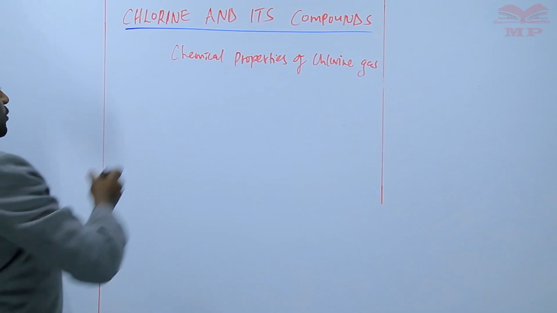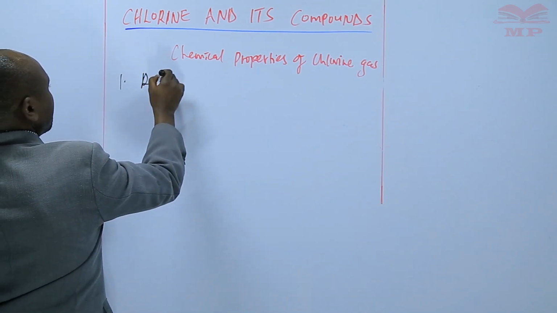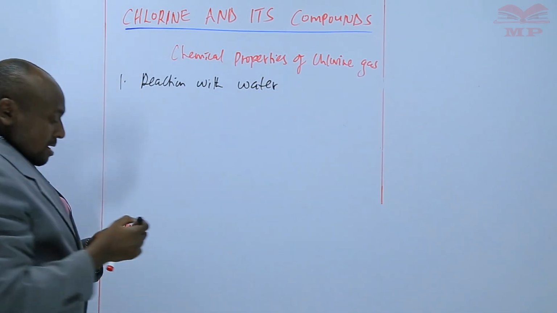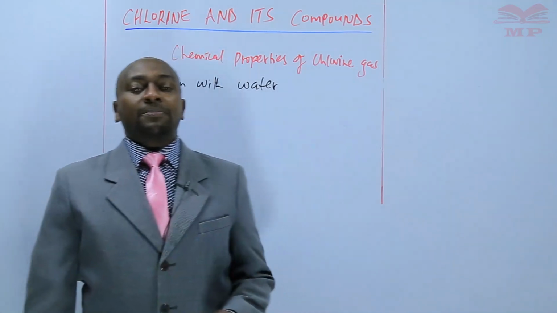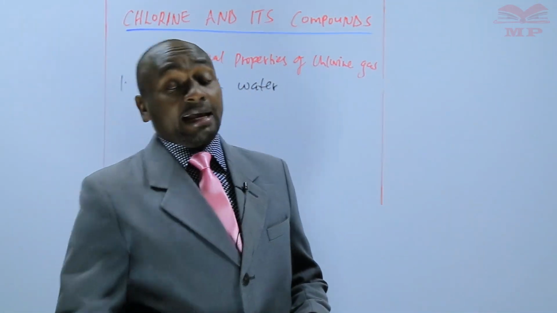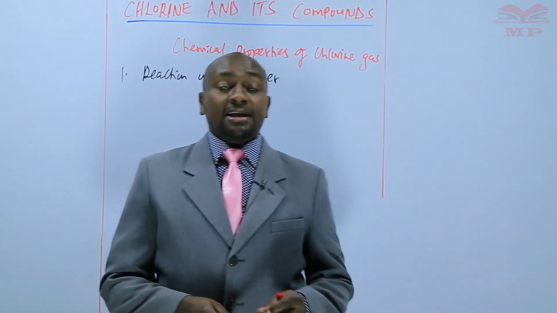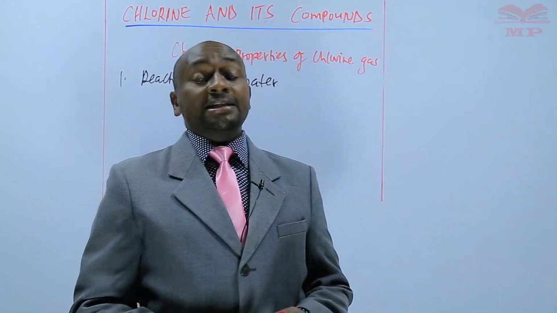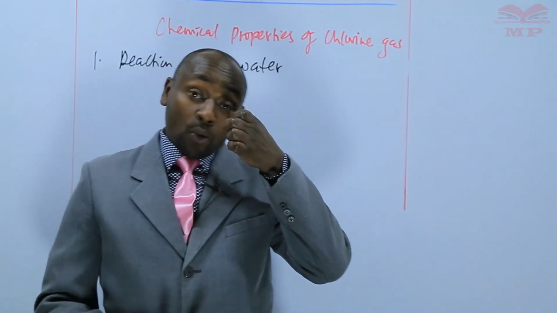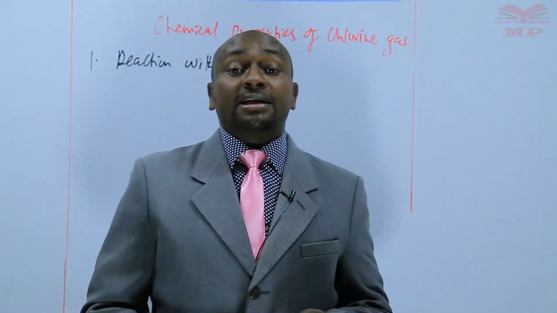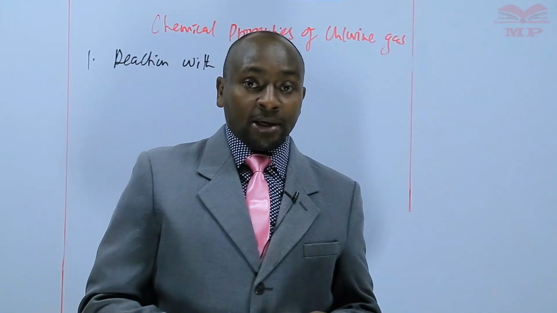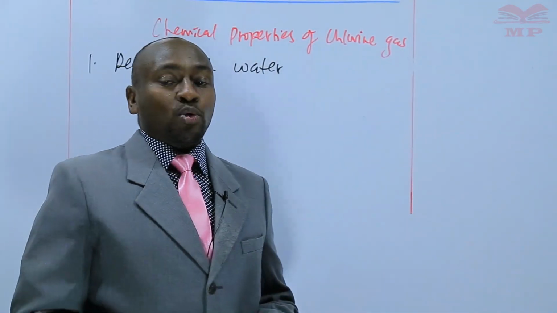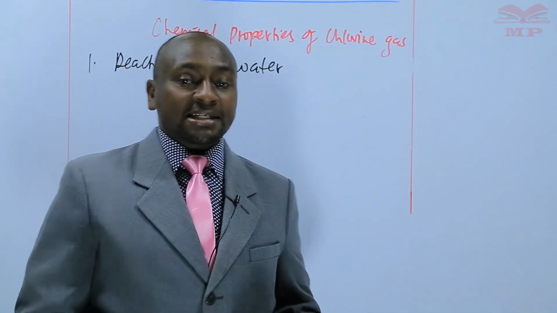The first chemical property of chlorine gas is in its reaction with water. When we were discussing the physical properties, we realized that chlorine is fairly soluble in water. And in that case, there is a reaction that takes place, and this reaction leads to formation of two acids. One is hydrochloric acid, and the other one is hypochlorous acid. Hypochlorous acid is also known as chloric 1 acid. So that is why we said that chlorine is an acidic gas.